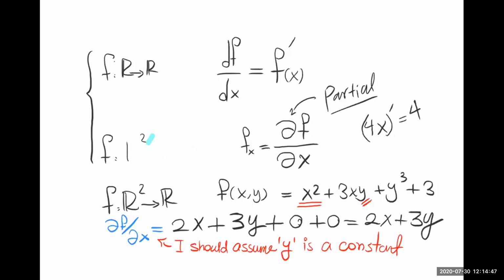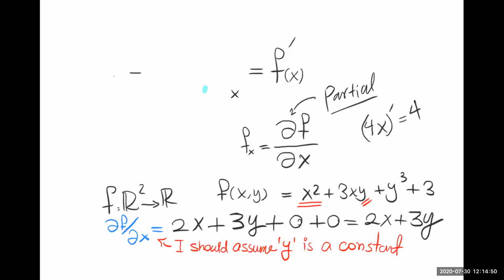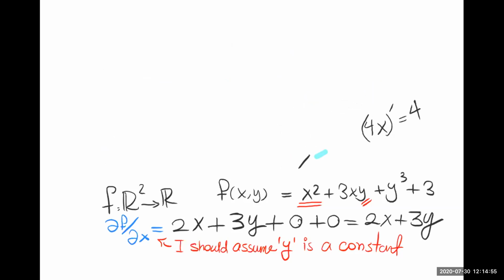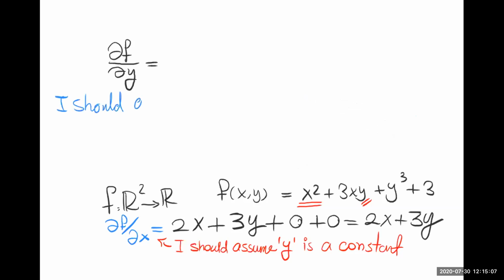Okay. What about the derivative with respect to y? Let me write that down up here. We don't need to go to the next page. So what is the derivative of f with respect to y? Now I should assume the other variable here, x, is a constant. The derivative of x squared would be 0 because x is constant.